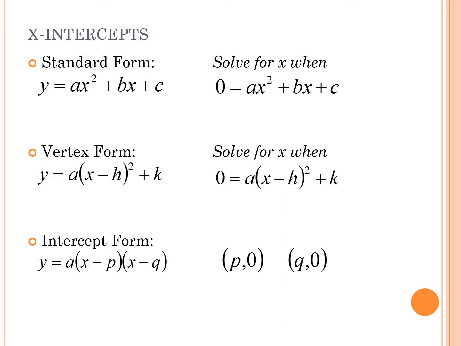For intercept form, the nice thing about that is it is basically the x-intercept form. So what are the intercepts that are given to you in the formula? It's just going to be the p and the q.